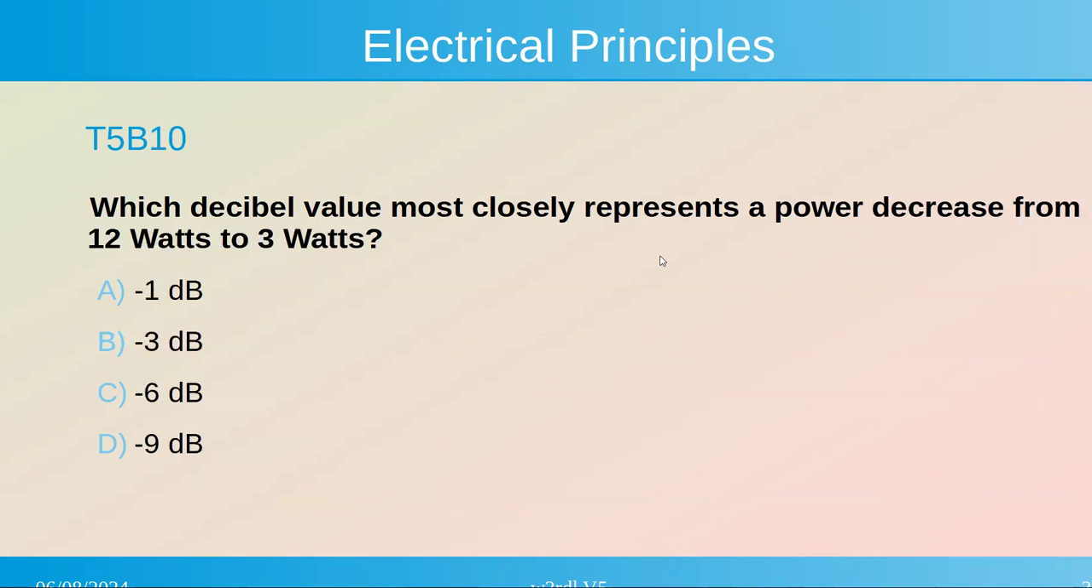Which decibel value most closely represents the power decrease? So we're going to get a negative number, from 12 watts to 3 watts. So it's the ratio of what? 1/4? 6, so minus 6. You paid attention in math class, didn't you?